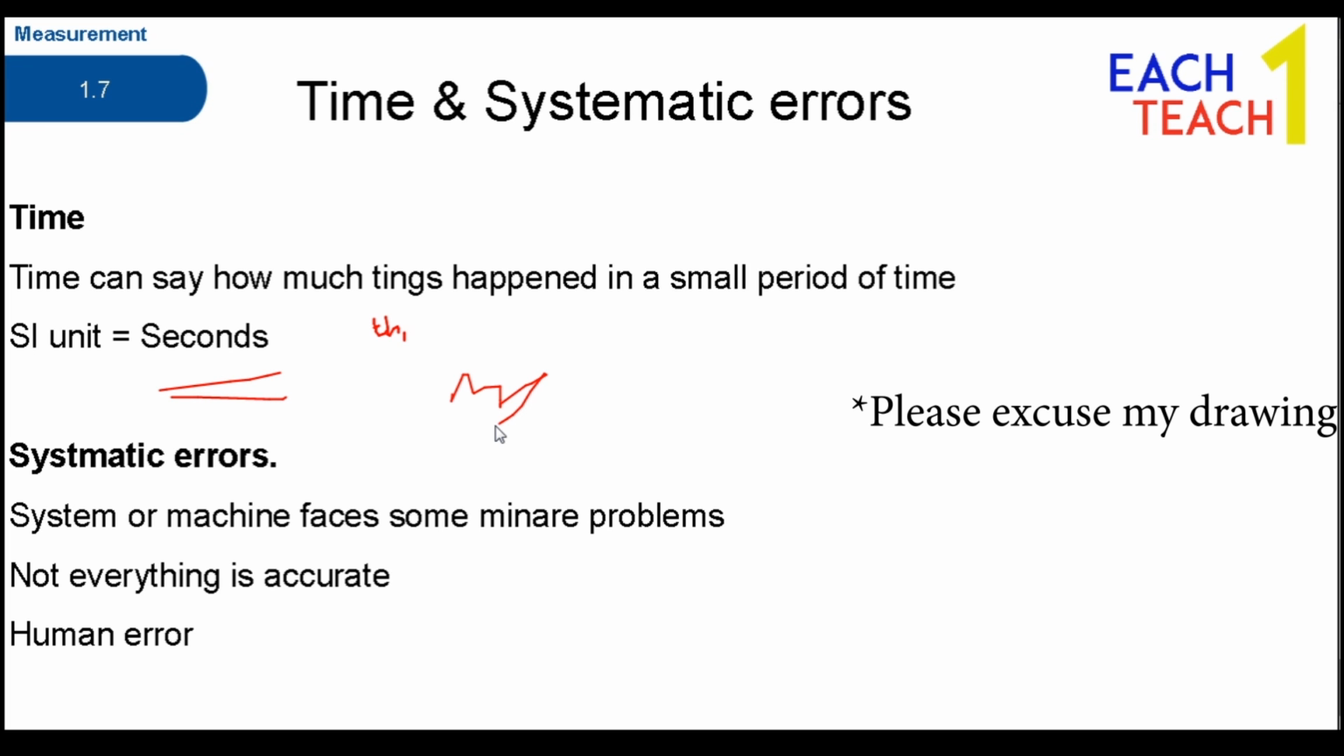And systematic error. When we do measurement, there will be slight errors. Not everything will be accurate. If you're doing it with a scale or something, there will be human errors and system errors. There will be some minute errors which come.